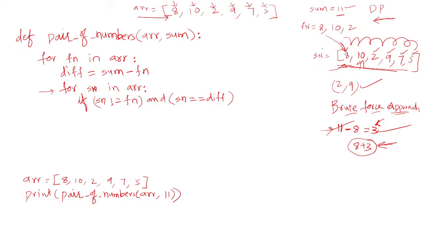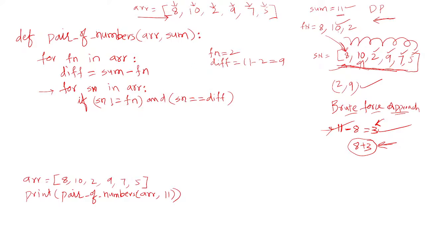Okay, so whatever calculations we did, it checks. It checks for 8, it won't find, because there is no 3 in this array as a second number. For 10 also, it won't find a second number. For 2, what happens? We'll check here. Assume that the first number value is 2 here. Then it finds the difference. What is the difference value? Difference is equal to 11 minus 2, that is 9. So it is going to search whether 9 is present in this or not.